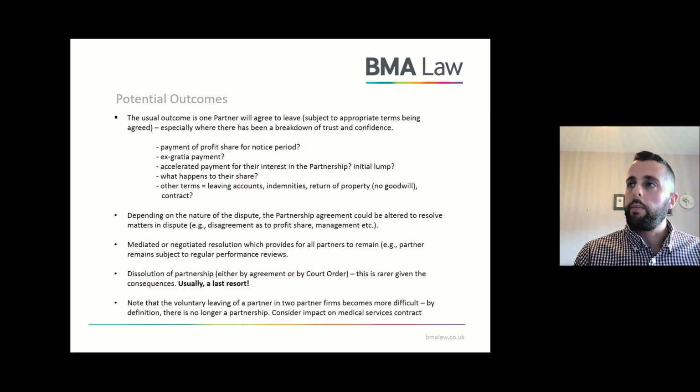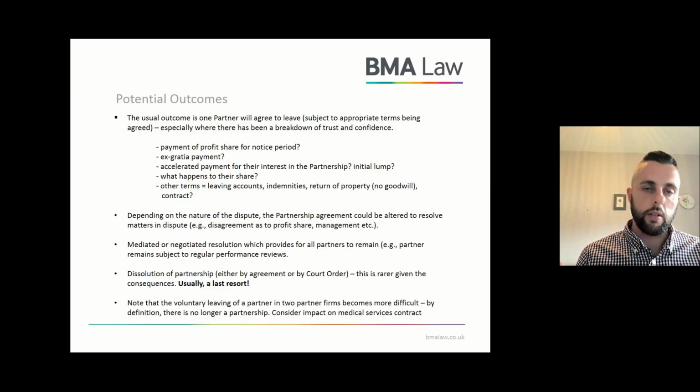It might be that the partnership agreement needs to be deviated from in terms of payment of an outgoing partner. If there's a dispute between the partners, it might be that something can be agreed along the lines of, well, the partnership agreement says you shall be paid your share in XYZ, but we're going to accelerate that, out of a gesture of goodwill in order to resolve it. It might also be the case that a lump sum payment can be paid.